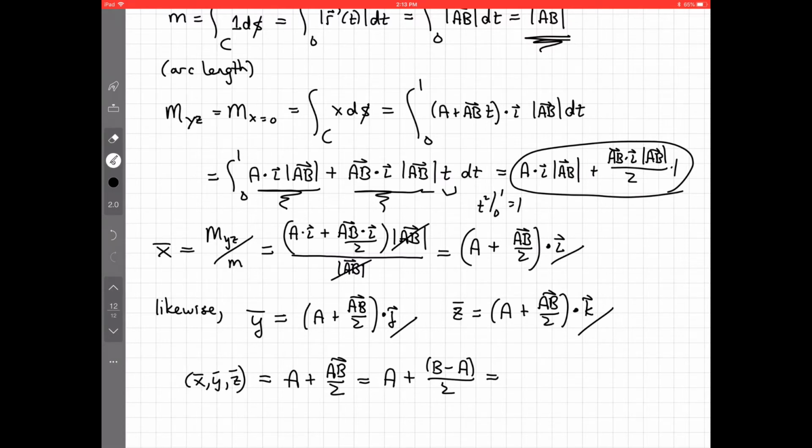AB is terminal minus initial, B minus A. If you work that out, that's A plus B over 2. Well, what do you know? It's the midpoint. So again, this is all kind of silly once we realize that we found out that the centroid of a line segment is its midpoint.